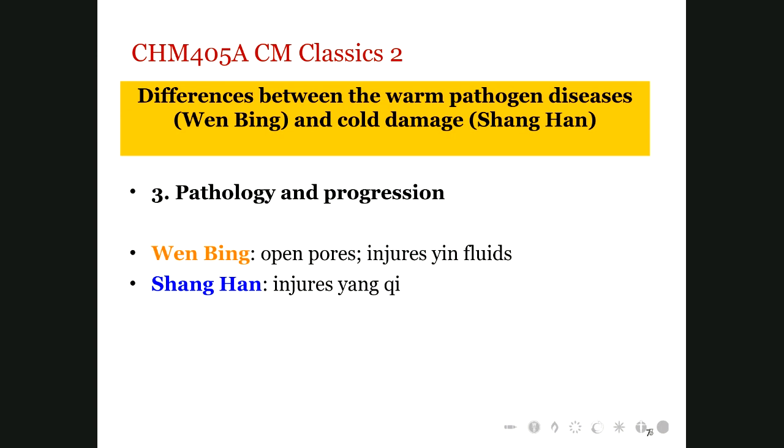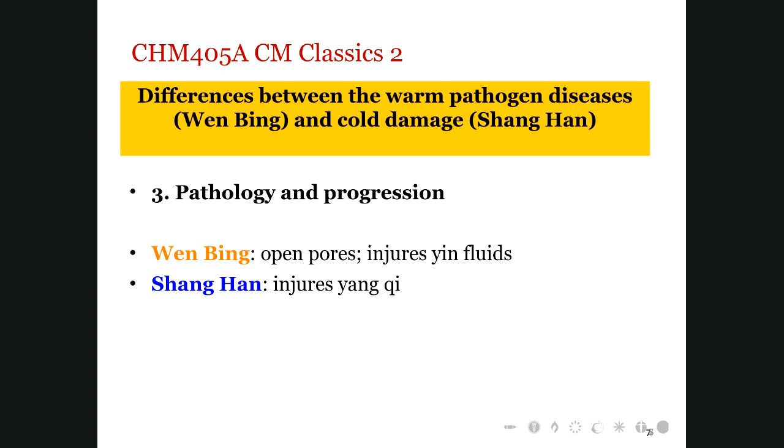Pathologies and progressions. Part of this is already covered for Wen Bing: because the portals are all open, it very easily injures body fluid and yin. For the Shanghan, due to being trapped in the channels of the yang divisions, it very easily injures the defensive yang qi in the surface, and once transmitted internally, it very easily damages the yang qi inside the organs.